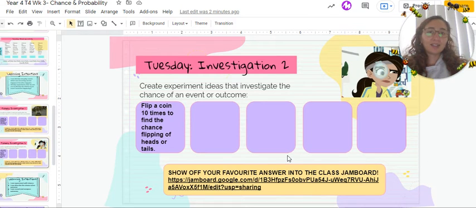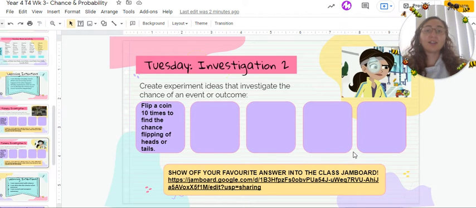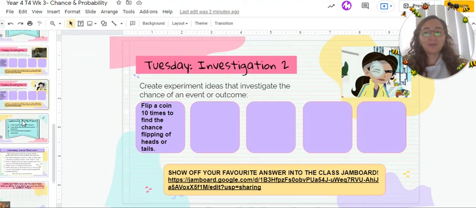If you're stuck and you're not sure, you can always just Google, say, chance experiments for kids, and see what other kids have come up with. Have lots of fun with it.